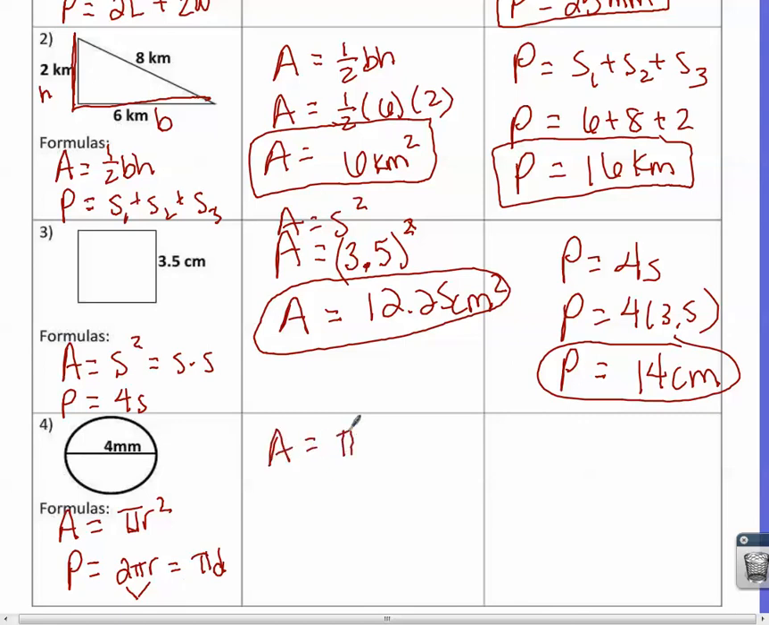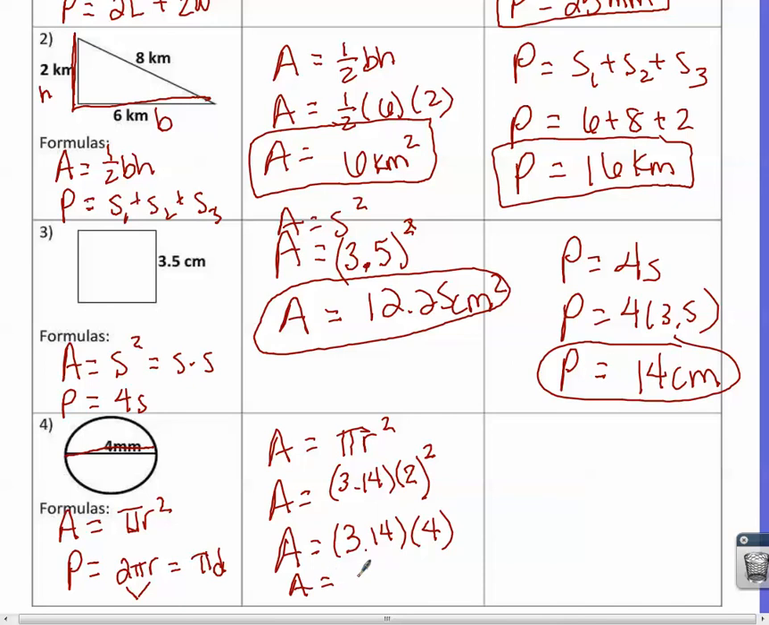So to find the area, write down the formula. For pi, you will always use 3.14. Your radius is your diameter divided by 2. So I'm going to take 4 divided by 2, and then that is squared. Remember, GEMDAS tells us to do your exponents first. So 2 squared is 4. Now 4 times 3.14 is 12.56 millimeters squared.